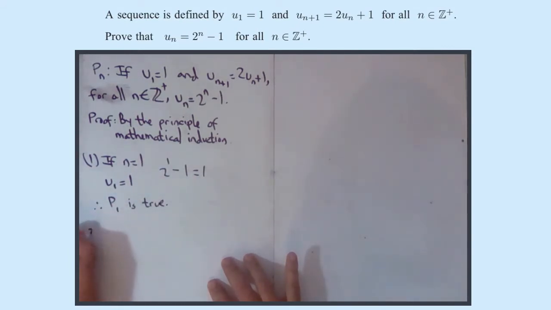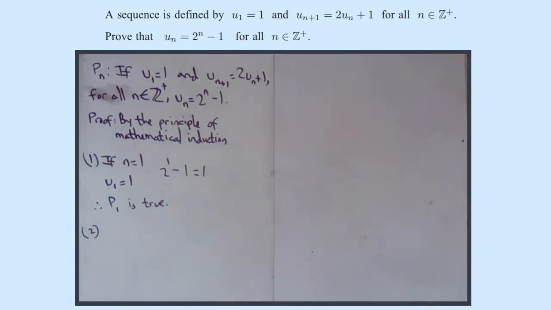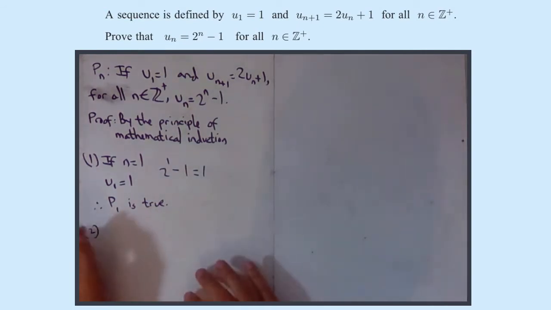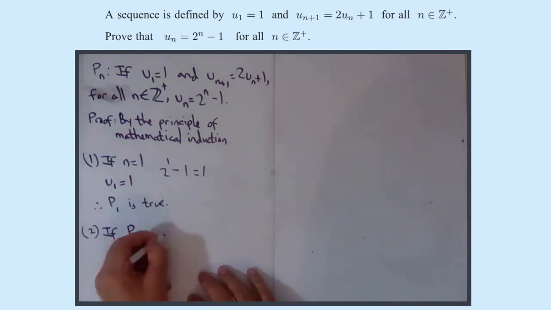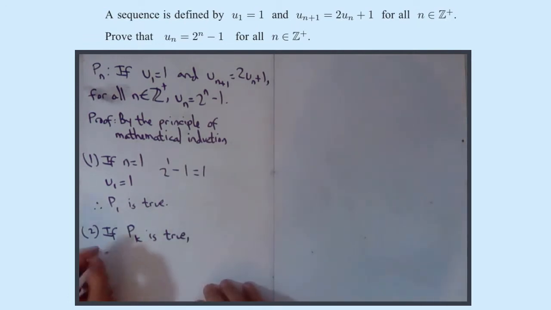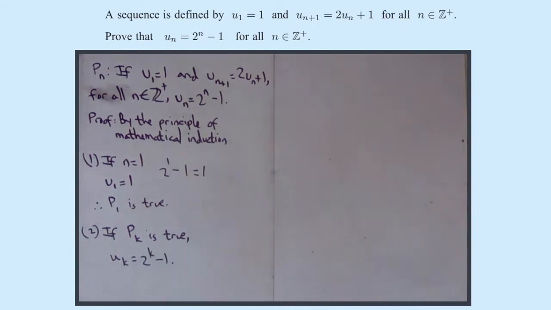Okay, so now we take the induction on a little bit. We need to assume that the kth case is true. So if Pk is true, then uk equals 2 to the k minus 1. Okay, so that's simple enough so far.